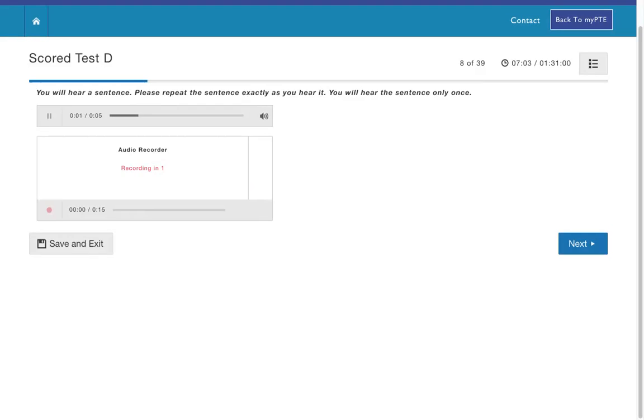Read the fitness center instructions before attempting to use the equipment. Read the fitness instructions before attempting to use the equipment.